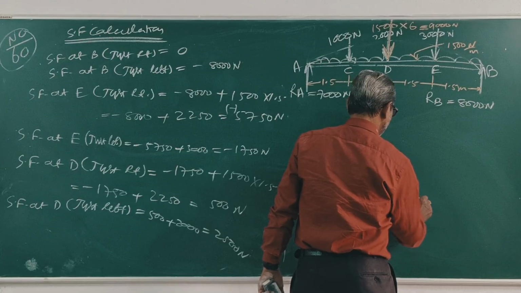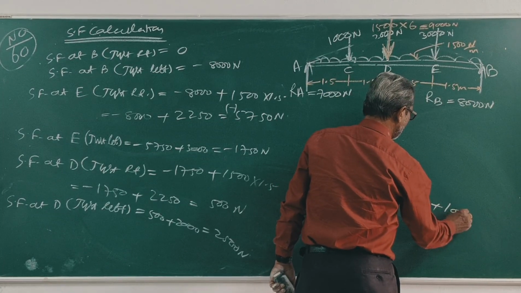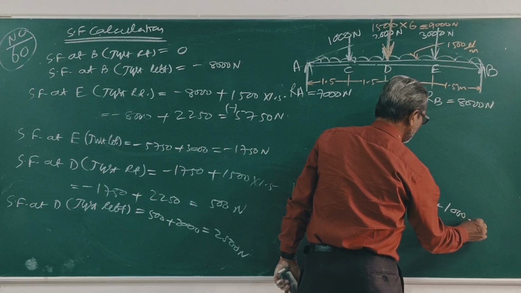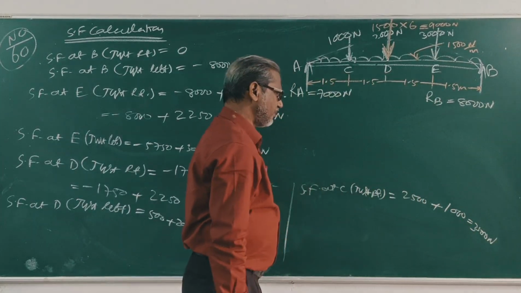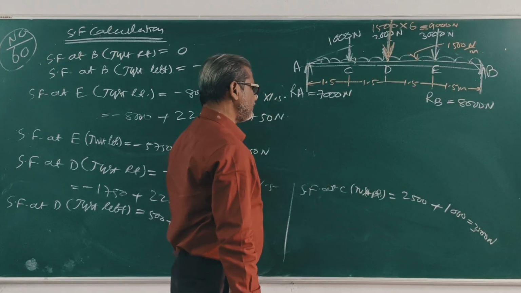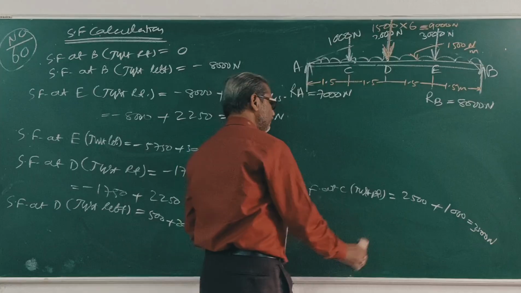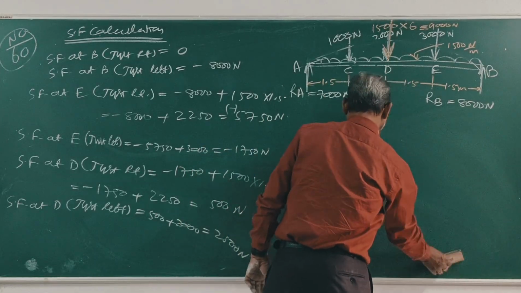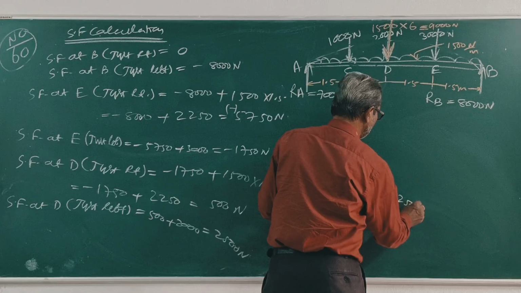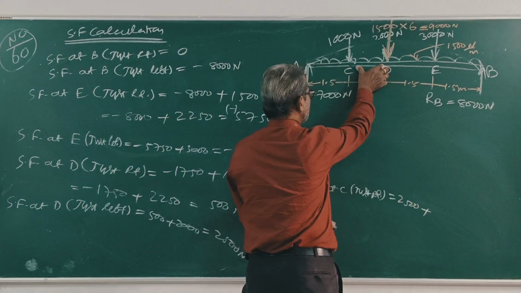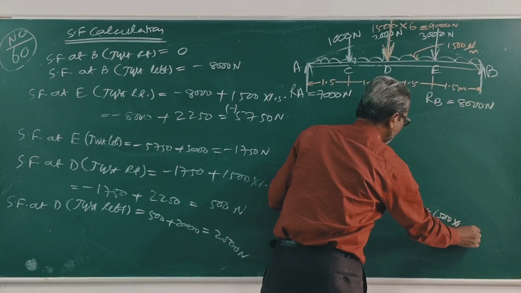2500 plus at C 1000, 3500 Newton. Clear? Now C left. Just right. 2500 plus this load 1500 into 1.5.